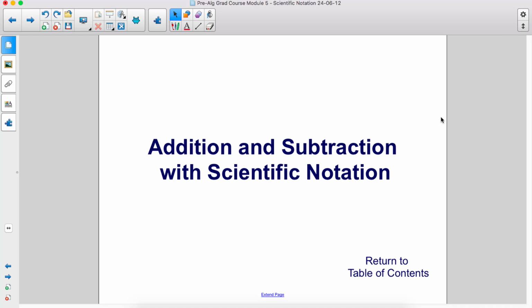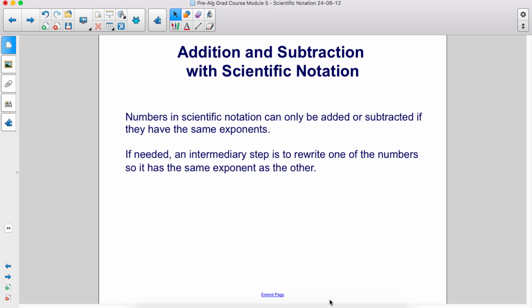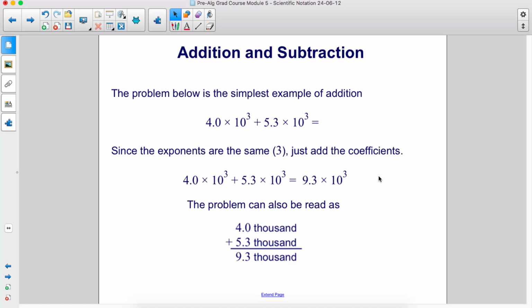Addition and subtraction with scientific notation. Numbers in scientific notation can only be added or subtracted if they have the same exponents. If needed, an intermediary step is to rewrite one of the numbers so it has the same exponent as the other. The problem below is the simplest explanation of addition.